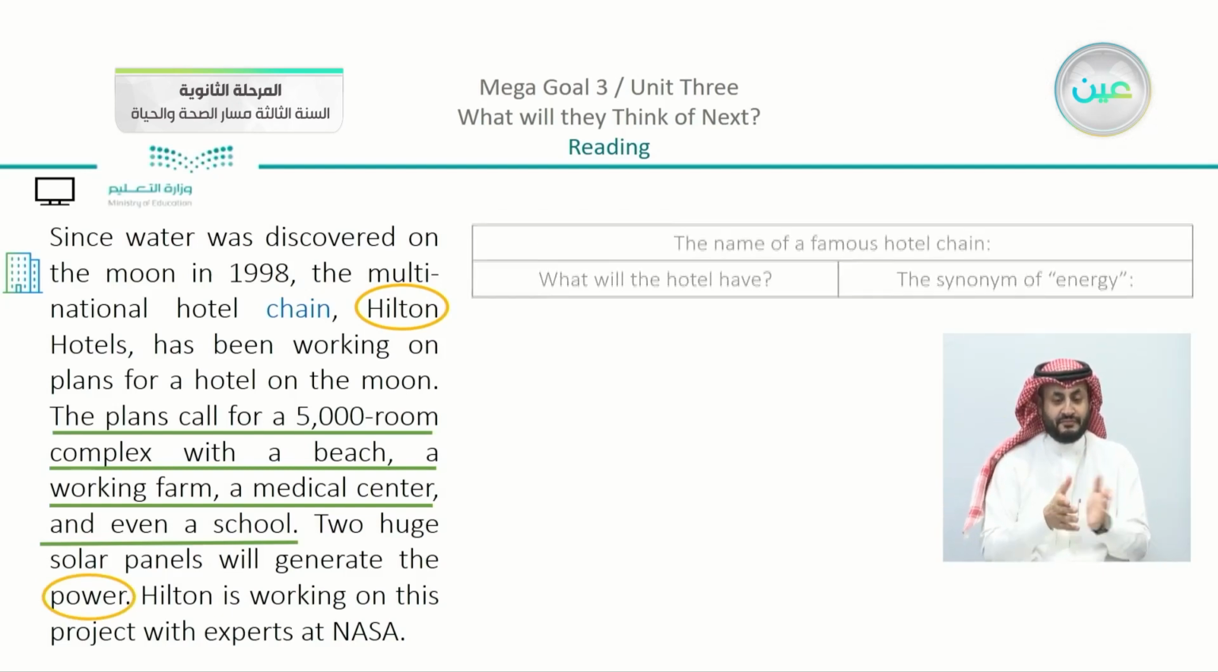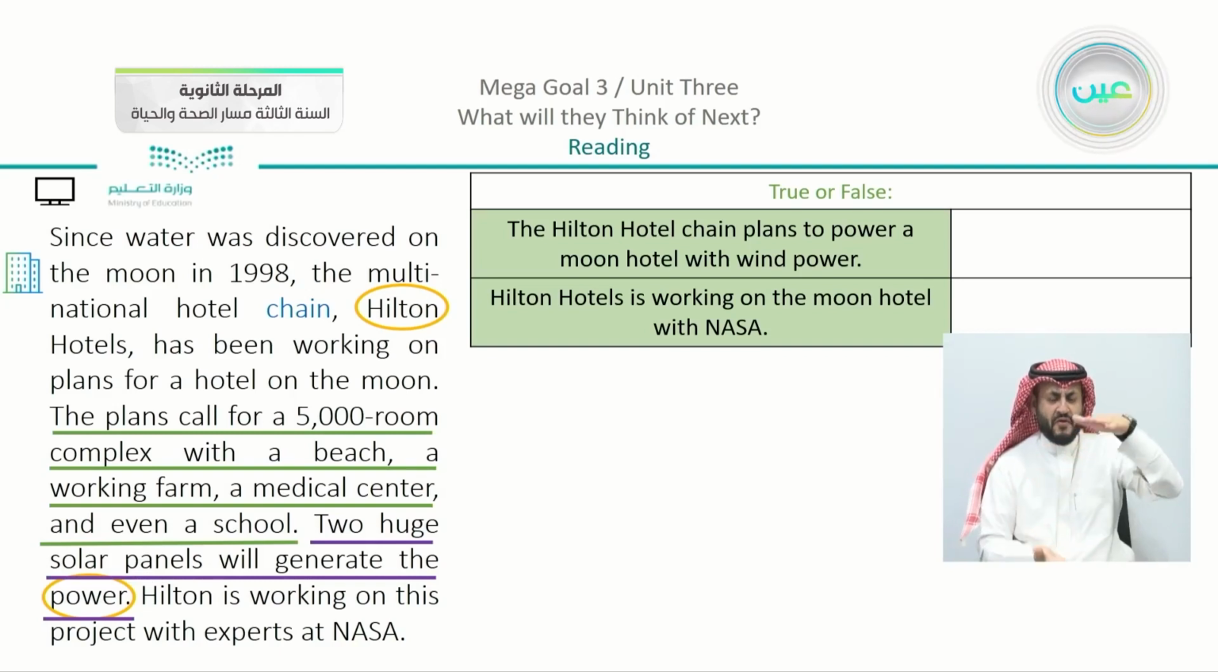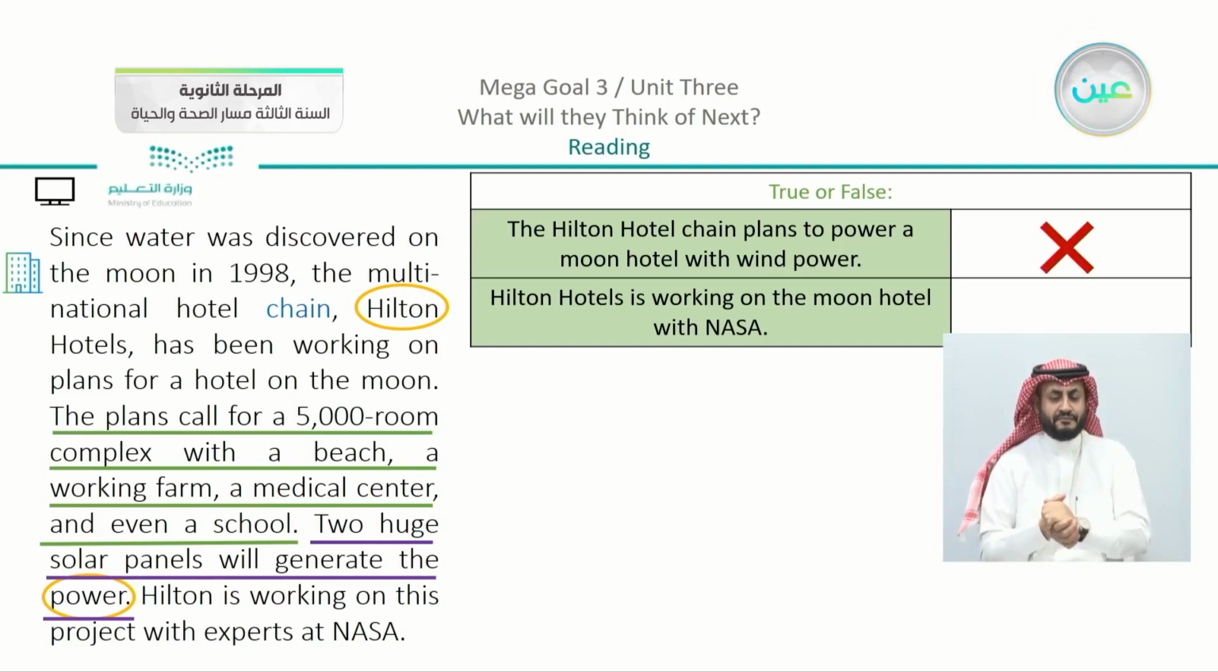Moving on. Now, true or false? The Hilton Hotel chain plans to power a moon hotel with wind power. Now, you can see that we have here something about wind power, and we have here at the very end, yes, 2 huge solar panels will generate the power, which means that this part is going to be false. So here, there is no wind power in space, so we are going to just use solar panels to generate.